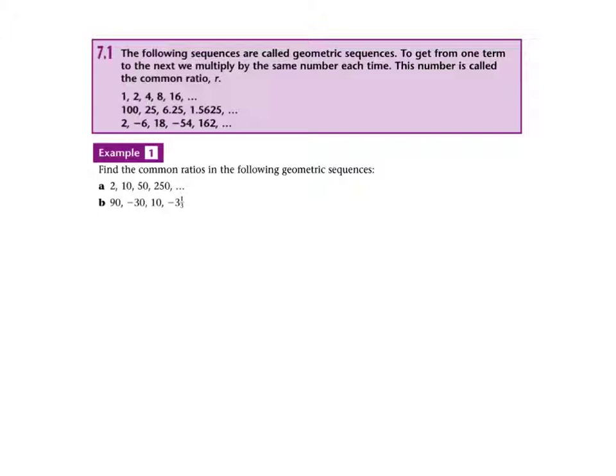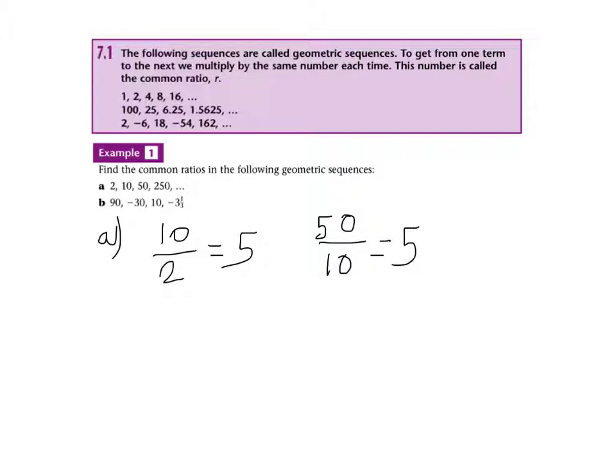Now the easy way to find the common ratio is to simply divide one term by the previous term. So if we look at the first example here, example A, if we take 10 and divide it by 2, we get 5. The common ratio is 5. Similarly, if we take the third number in the sequence and divide it by the second, again, we get 5. And in fact, if we take any term, so 250 divided by 50, again, we get 5. So the common ratio, which we're going to call R in this example, is 5.